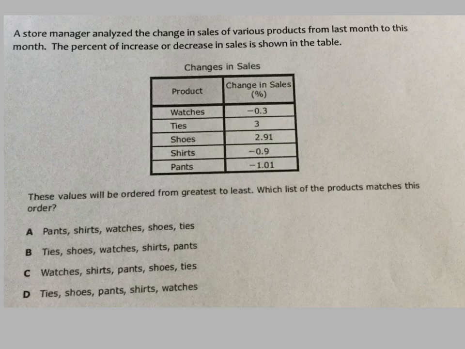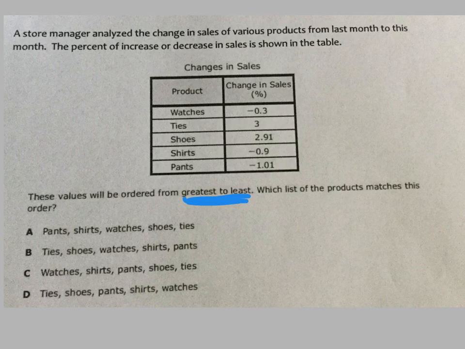A store manager analyzed the change in sales of various products from last month to this month. The percent of increase or decrease in sales is shown in the table. These values will be ordered from greatest to least. Which list of the products matches this order? So we need to find either the lowest number or the highest number.